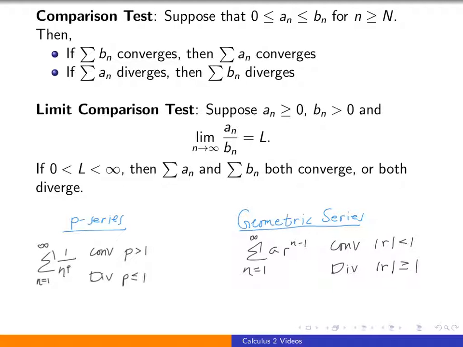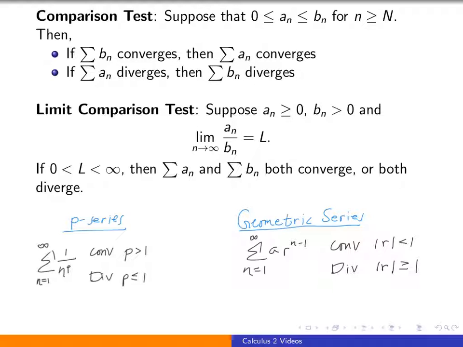In this video, we will continue our investigation into the comparison and limit comparison tests. So as a reminder, the typical question we are now going to be asked is, given a series, determine whether it converges or diverges. Now note, for both the comparison or the limit comparison test, you need to be dealing with series that have all positive terms.